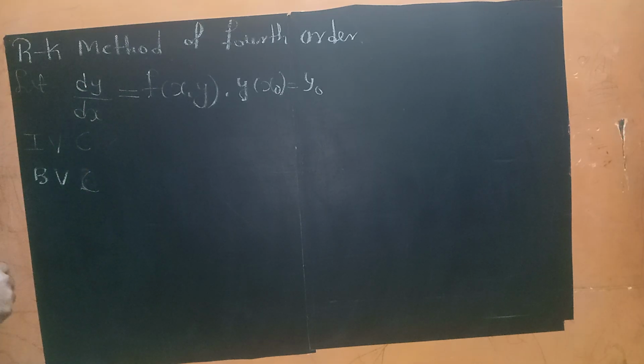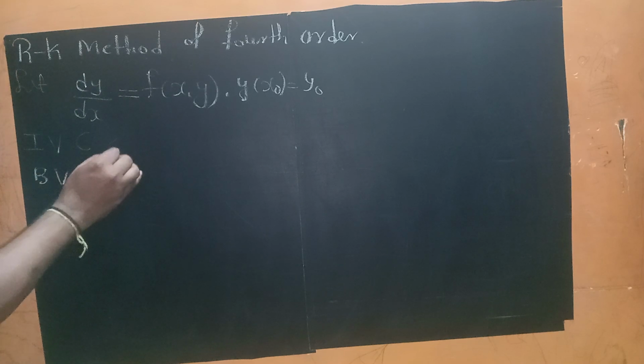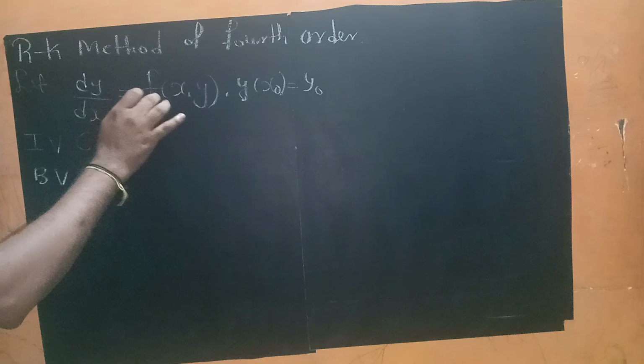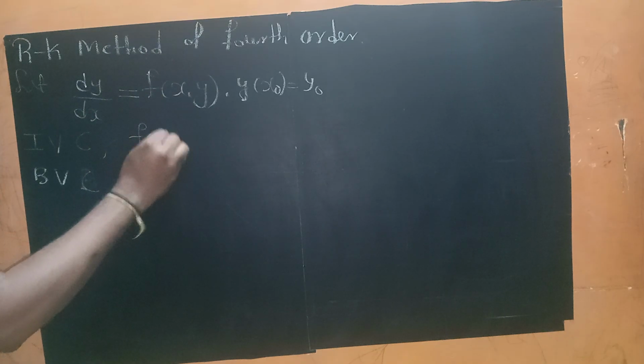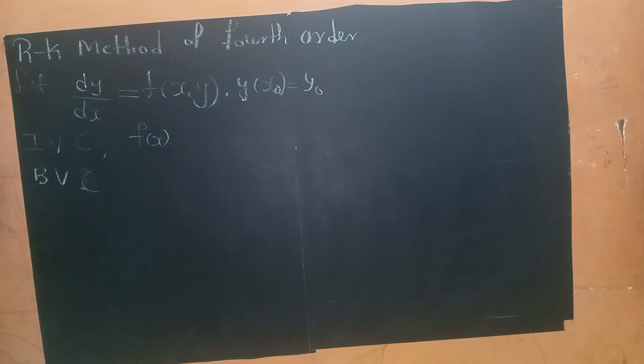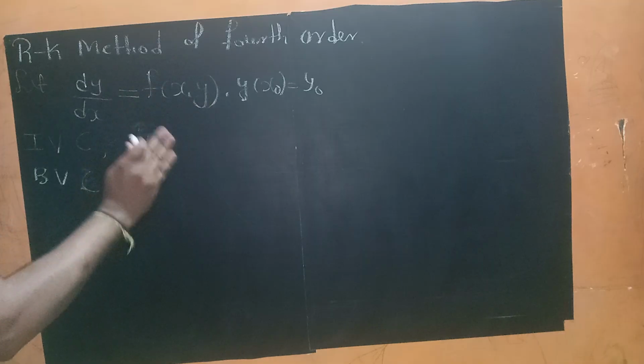Any problem with initial conditions is called an initial value problem. Any problem with boundary conditions is called a boundary value problem. So what is an initial value condition, and what are boundary conditions? Let me take a small time to explain that. Suppose I have a function f of x, or f of x comma y.